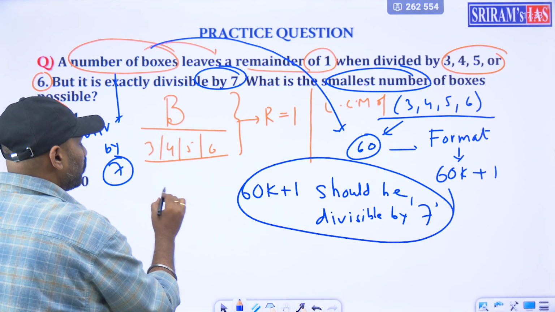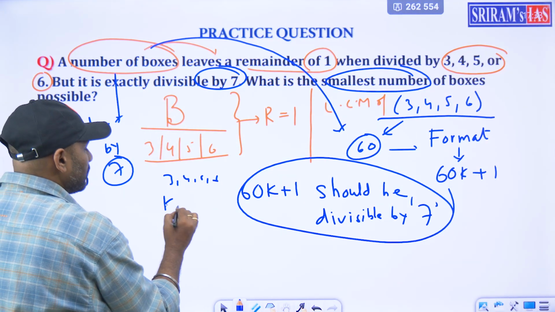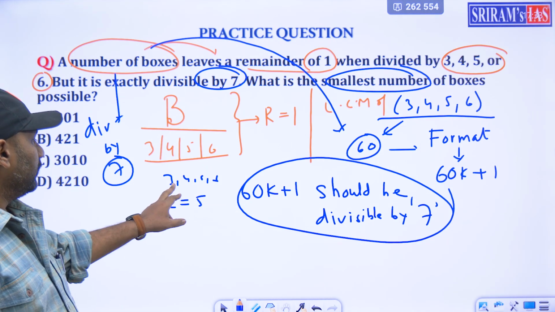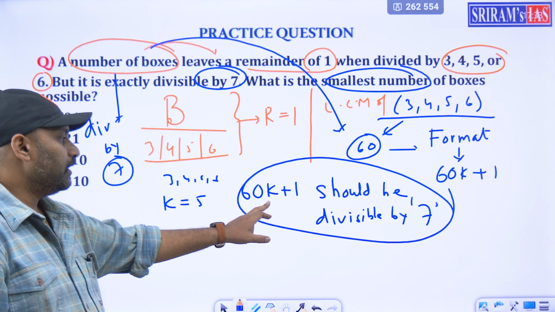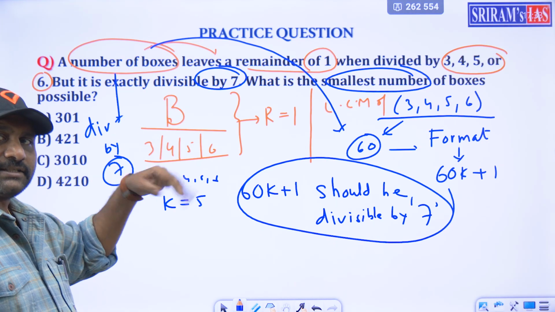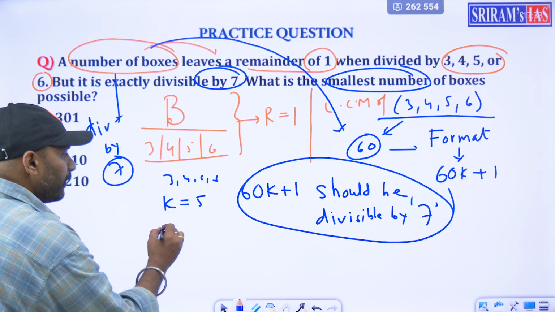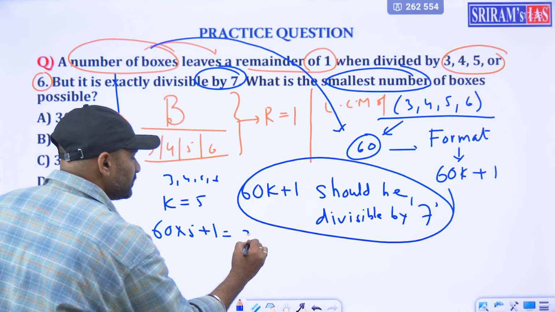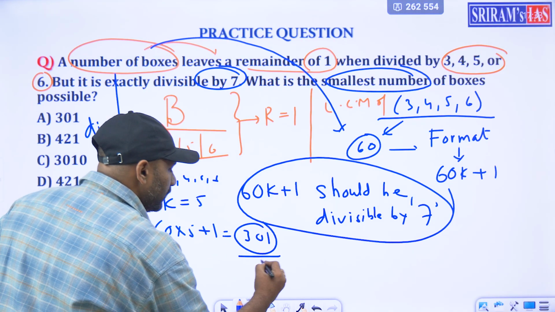So let's substitute. We have 3, 4, 5 and 6. So let's take k equal to 5 for example. Because if I take 3, 60k is 180, 180 plus 1, not working. 4, if I take 240, 241, options are starting from 300. Therefore, my logic says take k equal to 5 because 5 into 60 is 300. So if I take k equal to 5, 60 into 5 plus 1, which is 301.